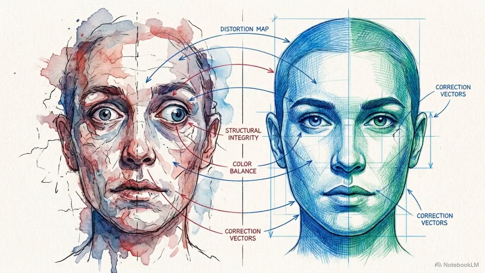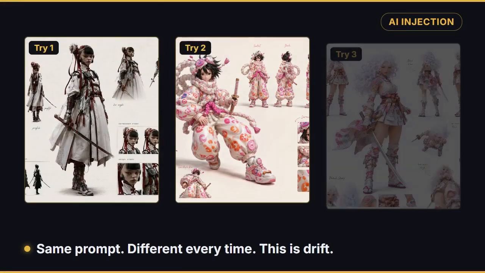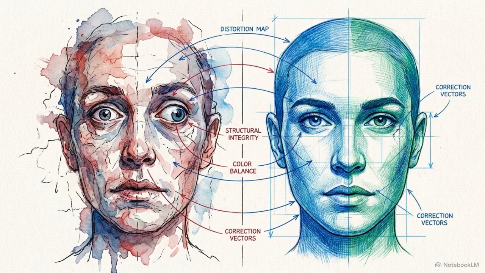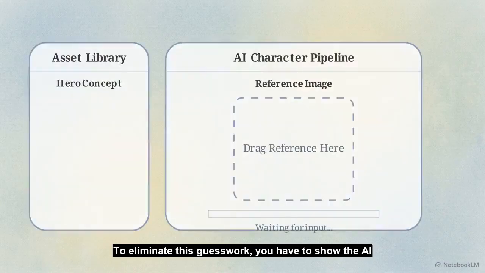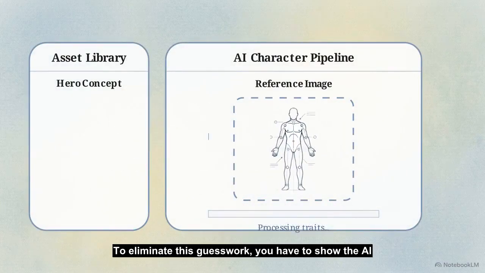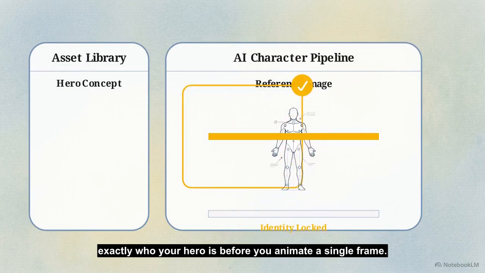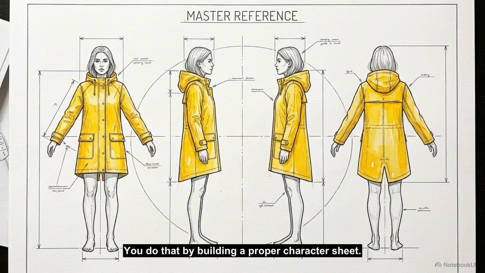This specific issue, character drift, is the dividing line between amateur AI experimentation and real, viable production work. To eliminate this guesswork, you have to show the AI exactly who your hero is before you animate a single frame. You do that by building a proper character sheet.